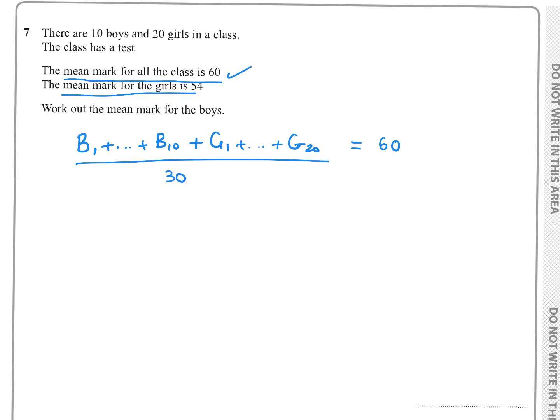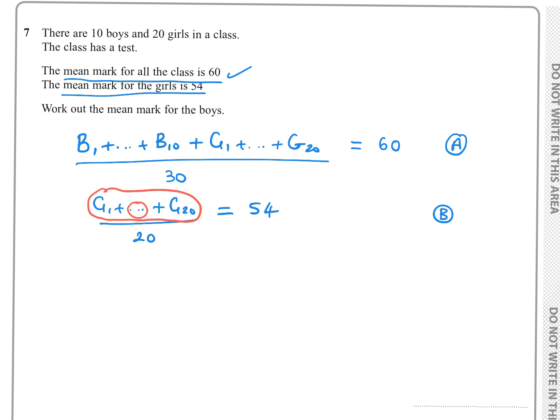The mean mark for all the girls, by the way, if you're wondering what these 3 dots mean, it just saves me writing them all out. So the mean mark for the girls, all 20 of them, so we'd have to divide by 20, is 54. So this is quite good, because if you look at it this way, then if I say this is like equation A and this is like equation B, then I can find what this value is, because all I have to do is times both sides of this equation by 20.